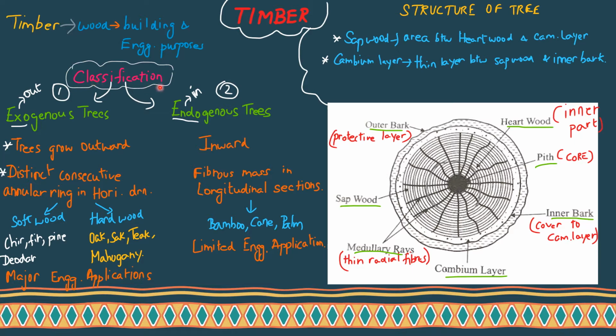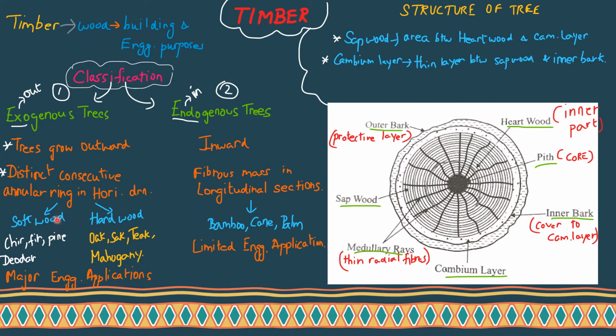Timbers are generally classified as exogenous trees and endogenous trees. It's nothing but exo means out and endo means in. This is a general statement we all know. Exogenous trees means trees that grow outward. Endogenous means it grows inward, and distinct consecutive annular rings in the horizontal direction. Here, fibrous mass in longitudinal sections is present in endogenous trees.